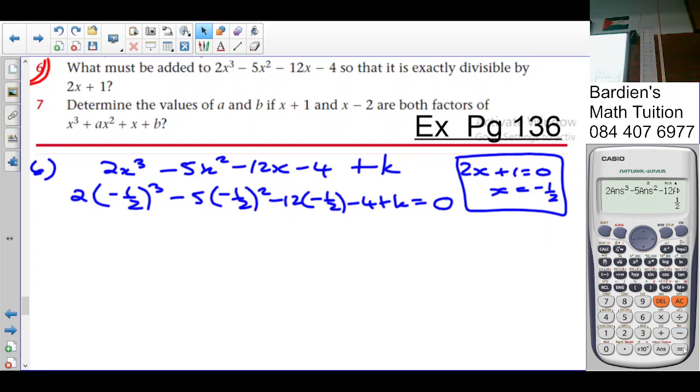Not so? So k plus half is 0. So k is equal to negative half. So negative half must be added to that expression so that 2x plus 1 will be a factor of that given expression.